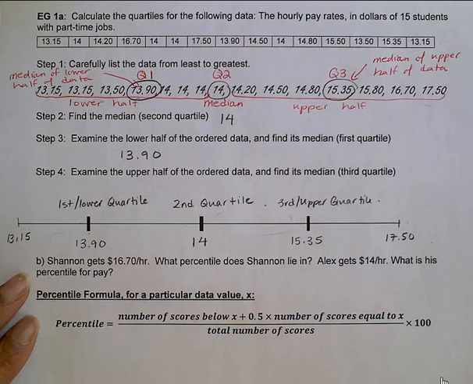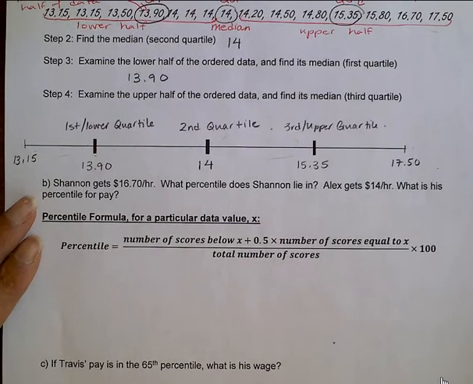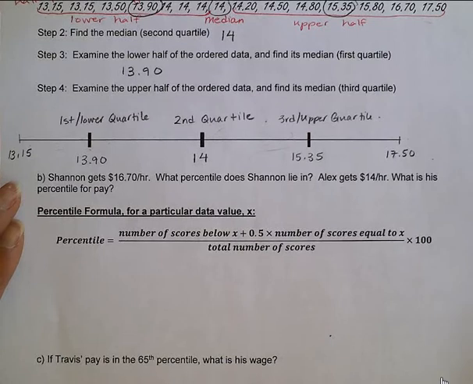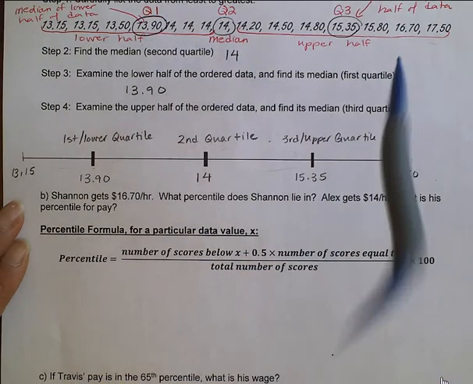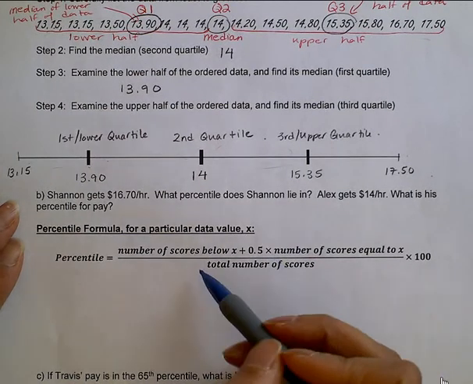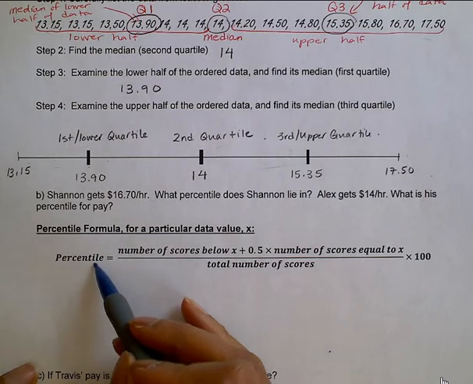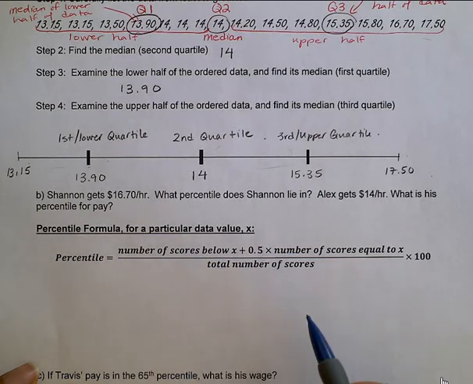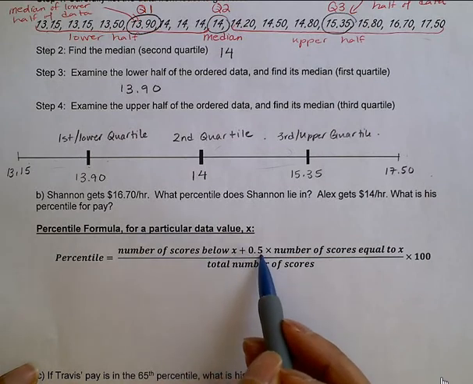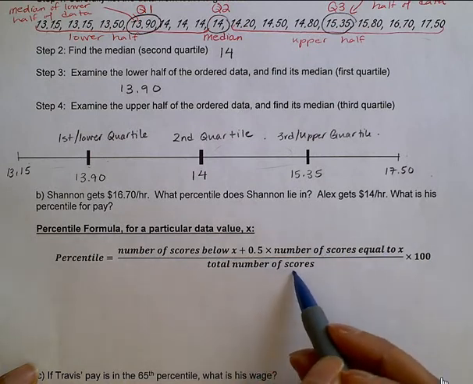Okay, let's do some more examples. So Shannon gets paid $16.70 per hour. What percentile does Shannon lie in this list? Well, we want to use this formula for determining percentiles. So this formula says this: a percentile for a particular data value x is equal to the number of scores below x plus 0.5 times the number of scores equal to x divided by the total number of scores times 100.